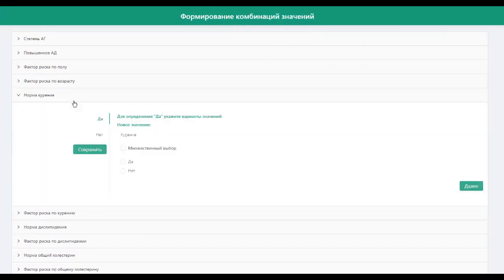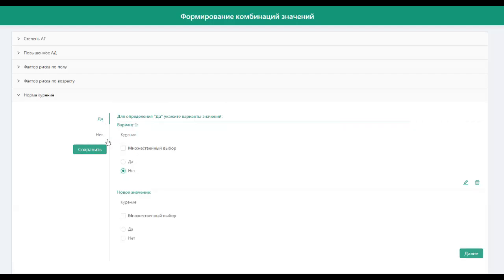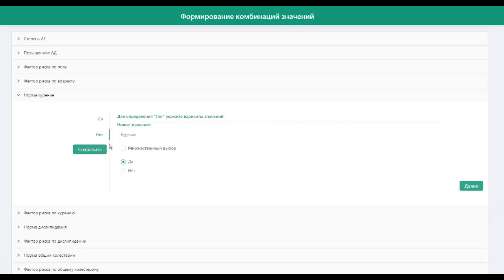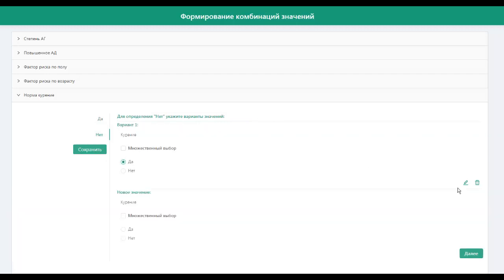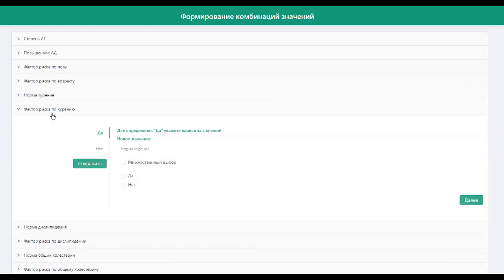To describe smoking risk factor, it is necessary to introduce the definition of a norm. In this case, the norm is the absence of a smoking habit, and its presence is not a norm. Thus, if we answer yes to the question about presence of the smoking risk factor, we indicate that it's not a norm. If we answer no, we indicate answer yes, it's norm.